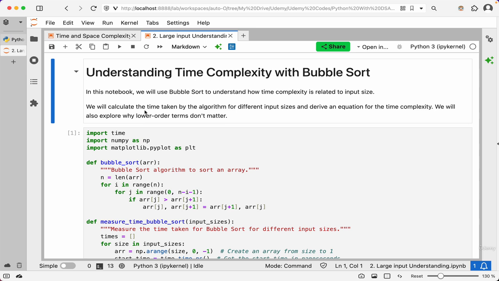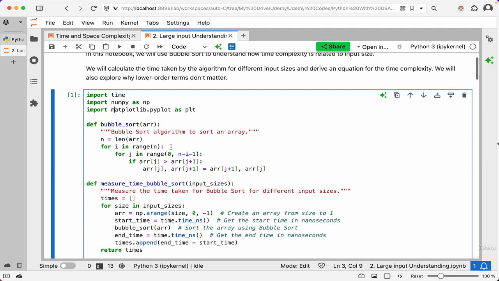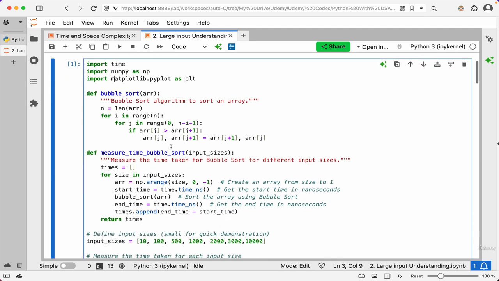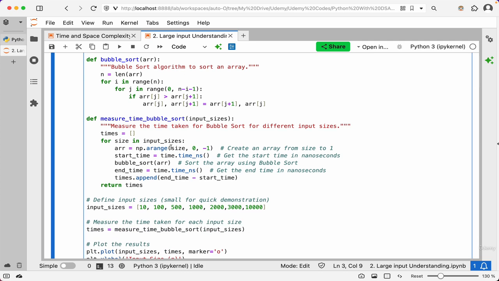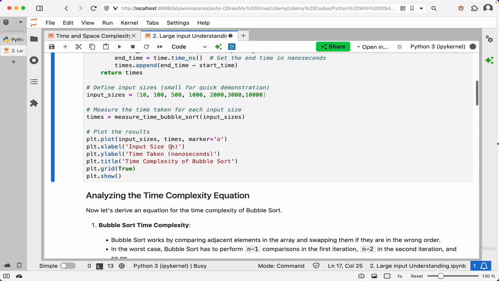So pay attention everyone. This is understanding time complexity with bubble sort. I'm making sure that I build your intuition behind time complexity instead of asking you to remember anything. Please be very attentive because this understanding is going to help you a lot throughout your DSA journey. So I'm again importing time, numpy and matplotlib. This time, along with measuring the time, I am also making sure that I plot it on a graph. So let me run this.